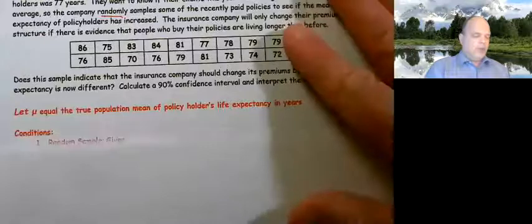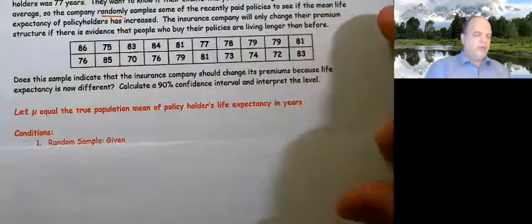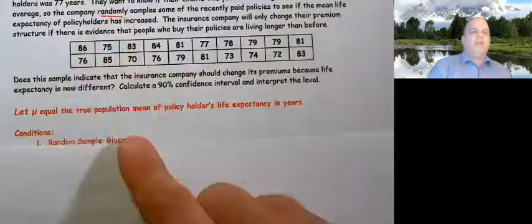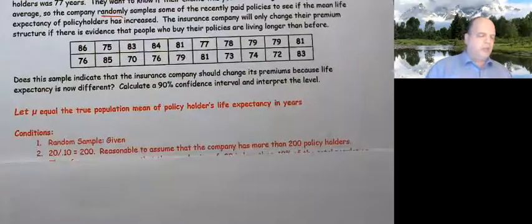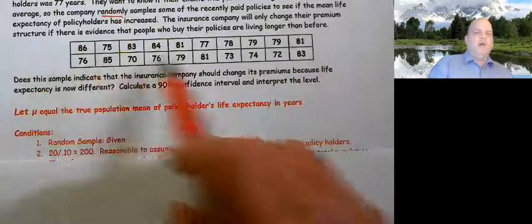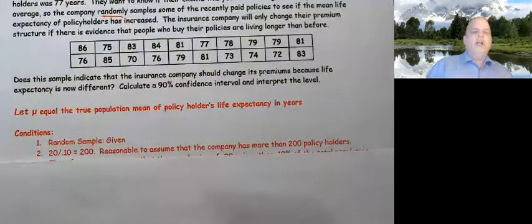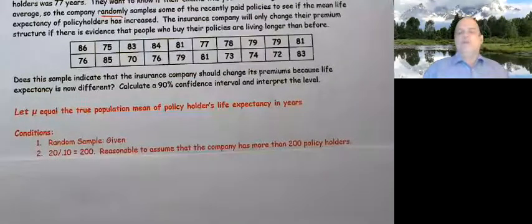All right. Conditions, random sample. They told us that it was randomly selected, so we're good to go. We need to make sure that n is less than 10%. So we have 20 policyholders, 20 divided by 0.1 equals 200. And it's reasonable to assume that the company has more than 200 policyholders. Therefore, n is less than 10% of the population.